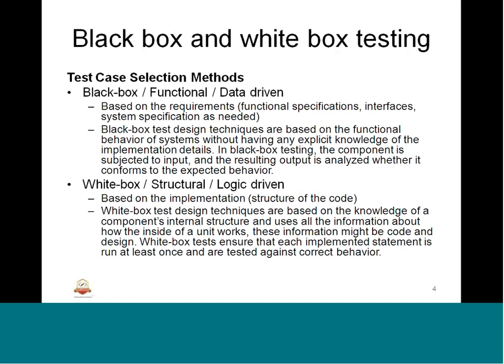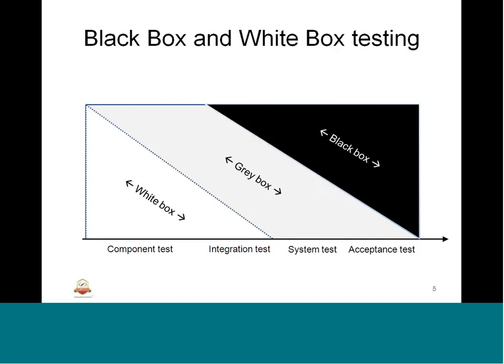Also, there is an intermediate layer called gray box. It can have a mixture of both white box and black box, where the coverage is not possible with white box and black box alone. So we can take credit from both of them, and that is called gray box.